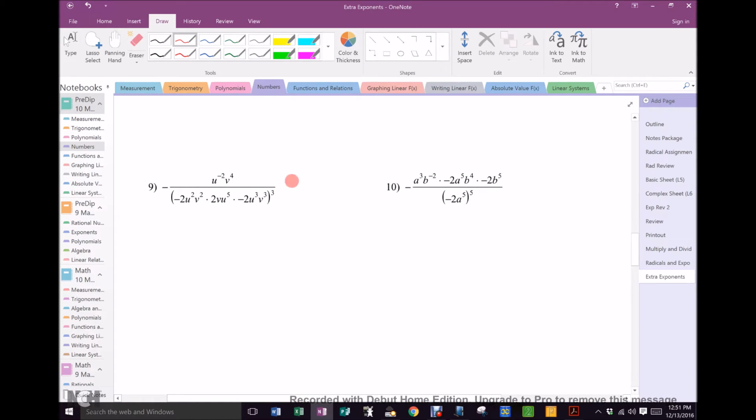Number 9, 1 over 512 u to the 32nd, v to the 14th, and the whole thing is negative. And number 10, b to the 7th over 8a to the 17th, and the whole thing is positive.